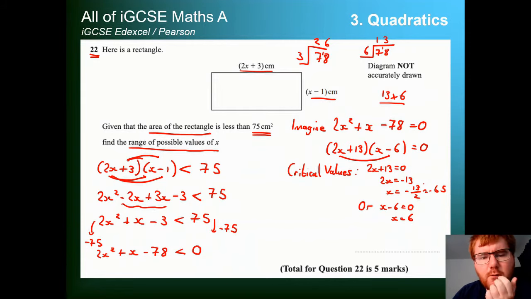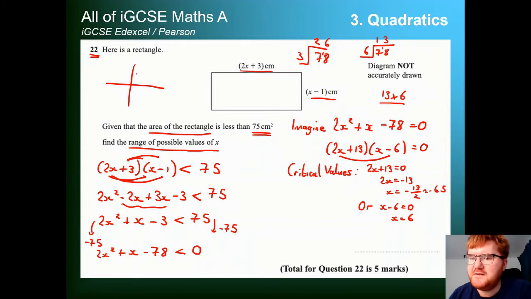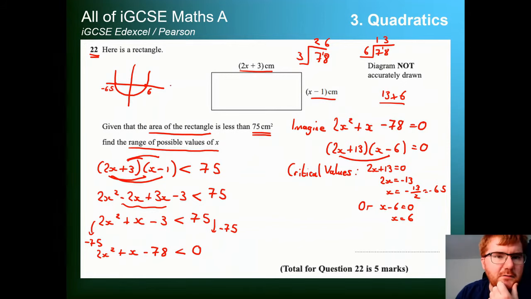Okay, so we want this to be less than. So if we think of a typical quadratic here, I'll pop this over here. And we've got our answers of 6 and 6.5, like so. This is 6, this is minus 6.5. We want it to be less than 75, so we want everything below the axis. So we're looking for this part of the graph. So 6 is going to be our upper bound.